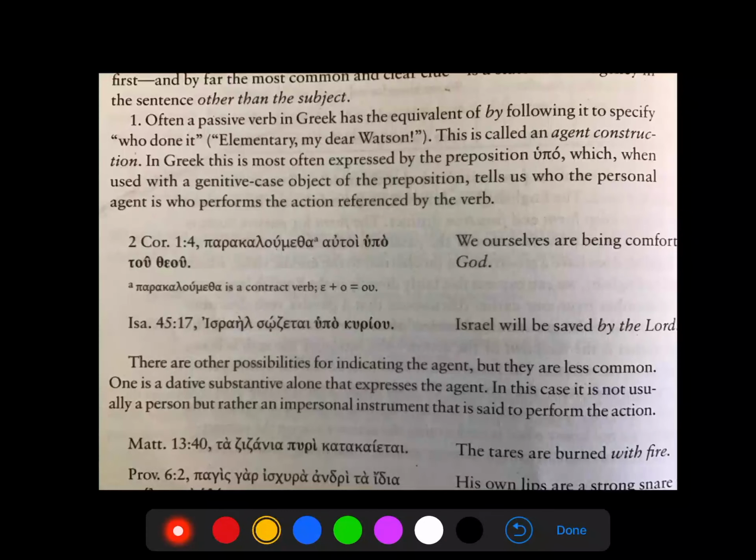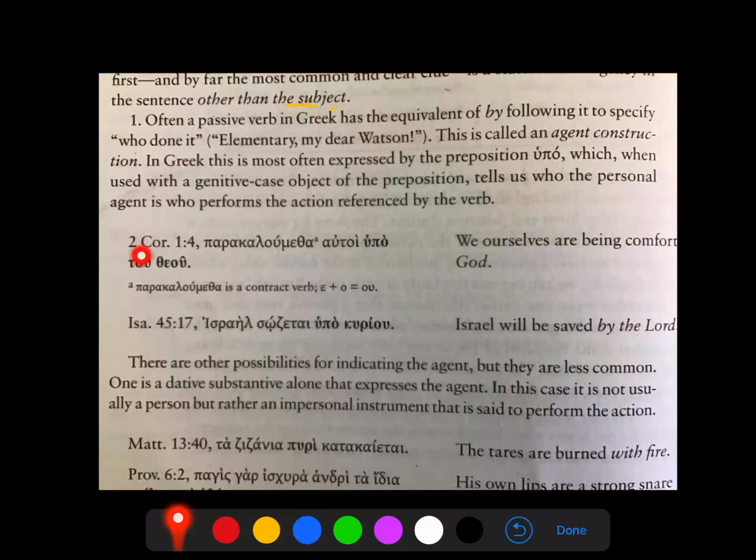Here it goes, often a passive in Greek has the equivalent of by following it to specify who done it. This is called the agent construction. In Greek, this is most often expressed by the preposition hupo. So right there, it tells us hupo is the preposition that most often communicates the agency in a passive sentence, which when used with a genitive case object of the preposition tells us who the personal agent is who performs the actions referenced by the verb.